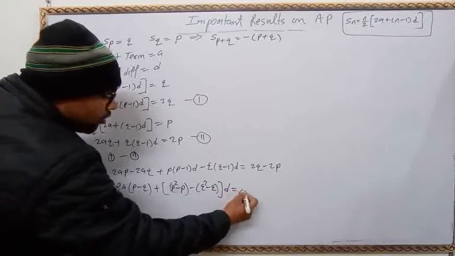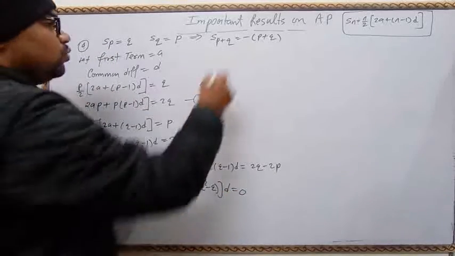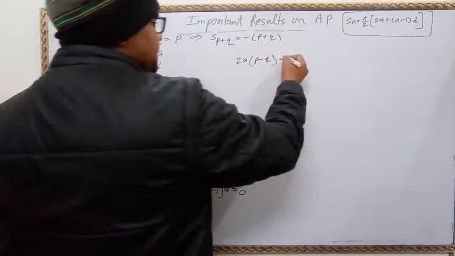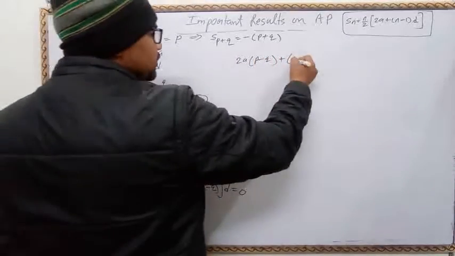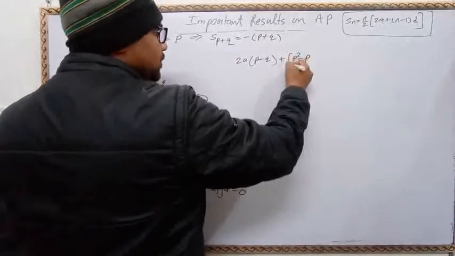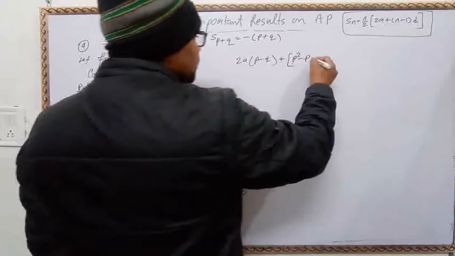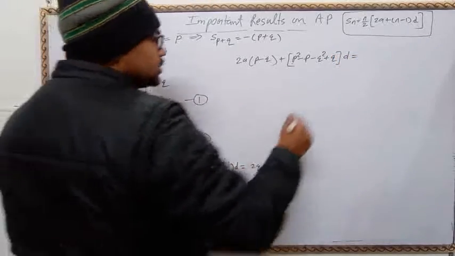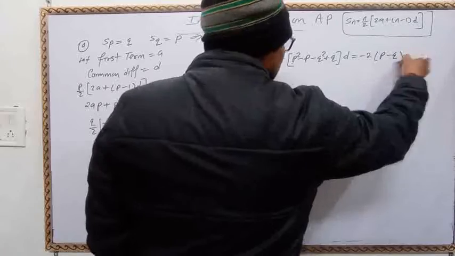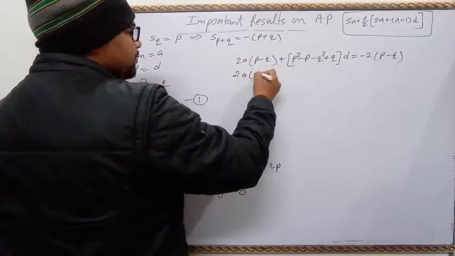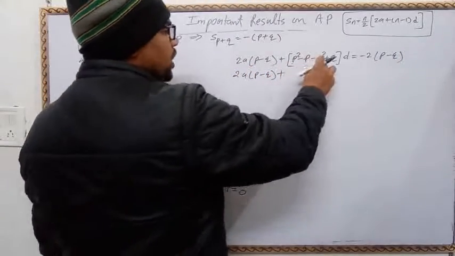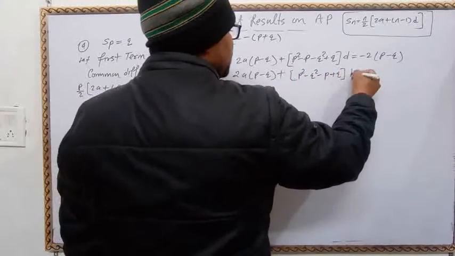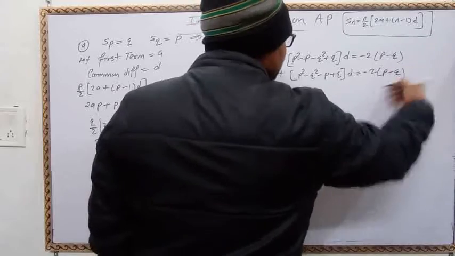d is common. Now 2a(p−q) plus, open the bracket, (p² − p) when we will open the bracket, − q² + q, d equal to, what is common? Minus 2 is common, so (p−q). Here 2a(p−q) + (p² − q² − p + q)d = −2(p−q).